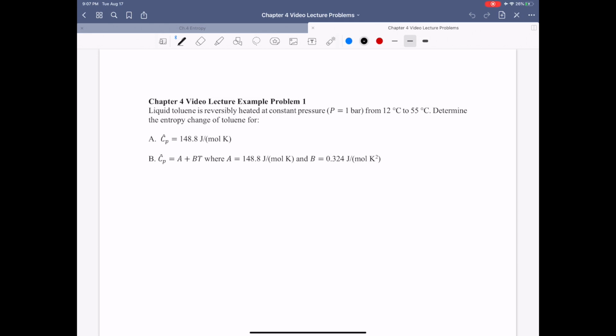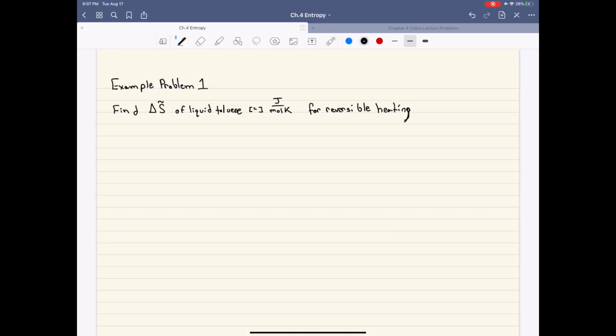For this problem, we're asked to solve for the entropy change of the toluene as it's heated from 12 to 55 degrees C. We're not given any amounts, so you could assume a basis of like 1 mole or 1 kilogram. But when we calculate the entropy, we're just going to calculate the molar entropy, so it's going to be in units of joules per mole K. That's a tiny thing, and it won't really affect our application of the second law of thermodynamics.